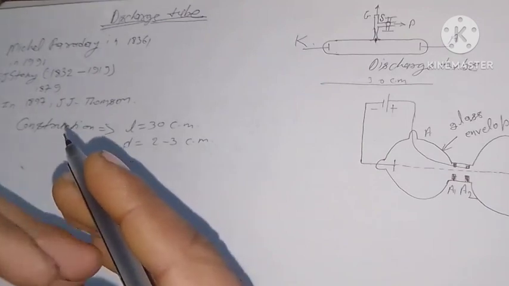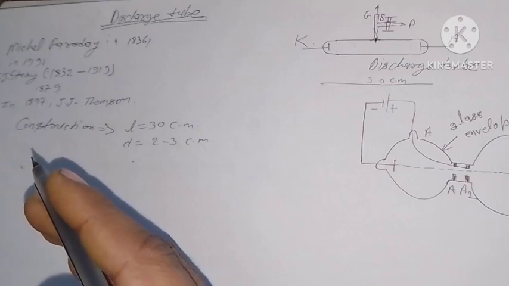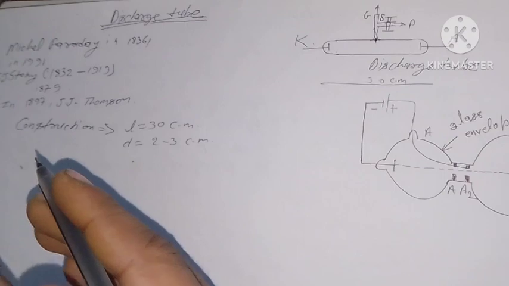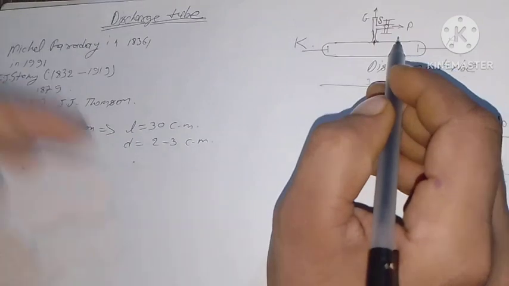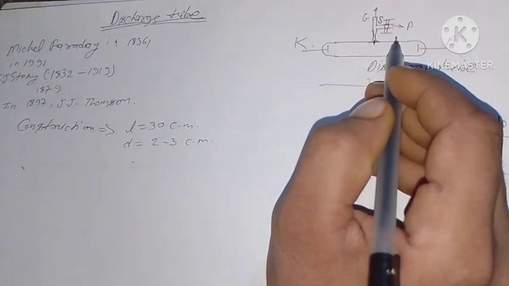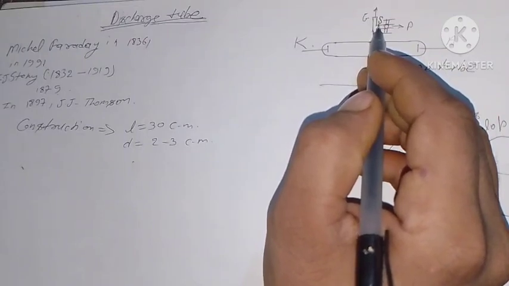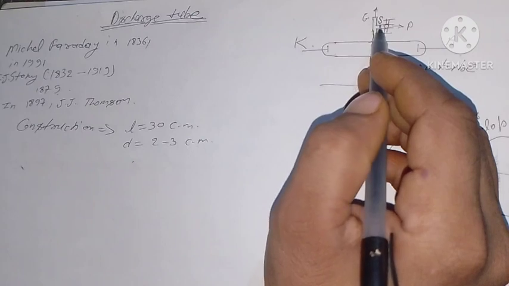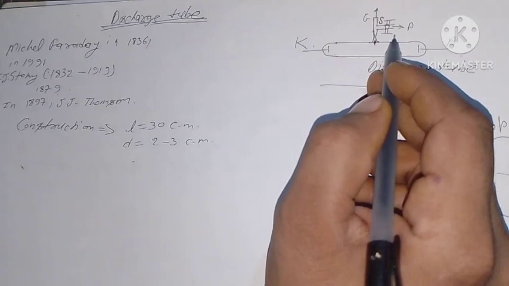It is provided with a side tube which is connected to a pressure gauge G and vacuum pump P through a stopcock S. The pressure of the enclosed gas can be continuously decreased by the pump. The pressure gauge measures the pressure, and the desired pressure can be maintained constant by using the stopcock.